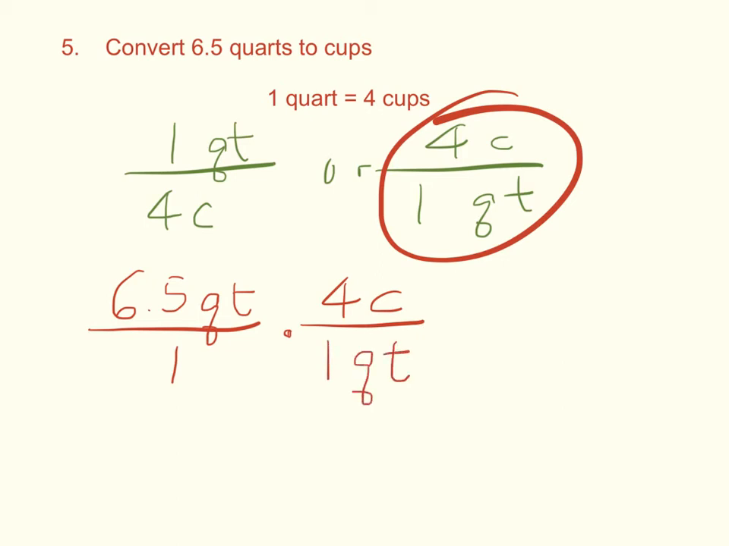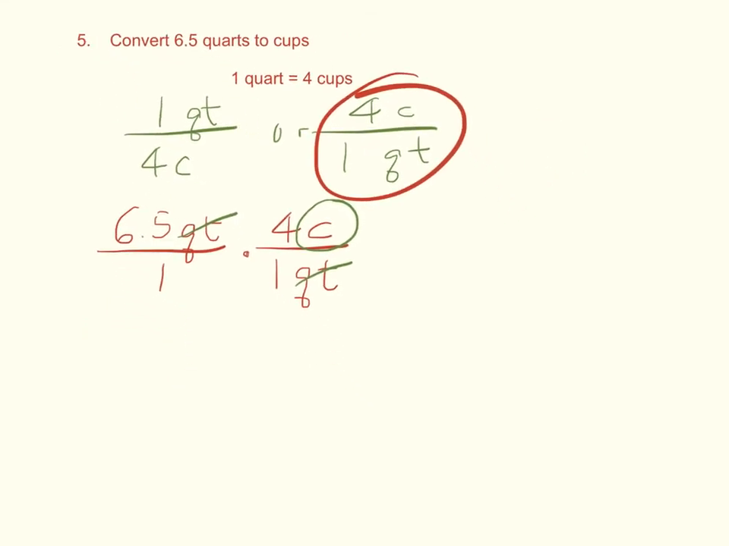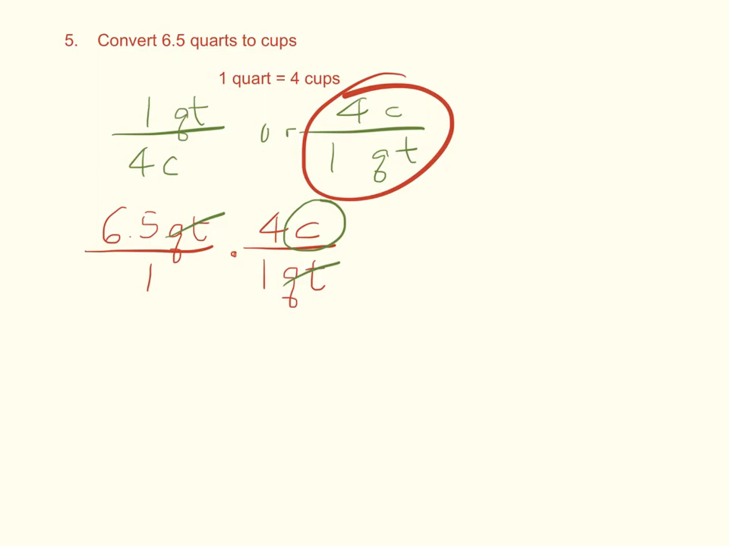Again, we are taking advantage of cross-canceling, so we use that to cancel the unit. Quart and quart can be gone. For cups, there is no other cups to cancel with, so this is what you keep. What you're left with is 6.5 times 4 cups. You do your multiplication, 6.5 times 4 cups, and it should give you 26 cups.